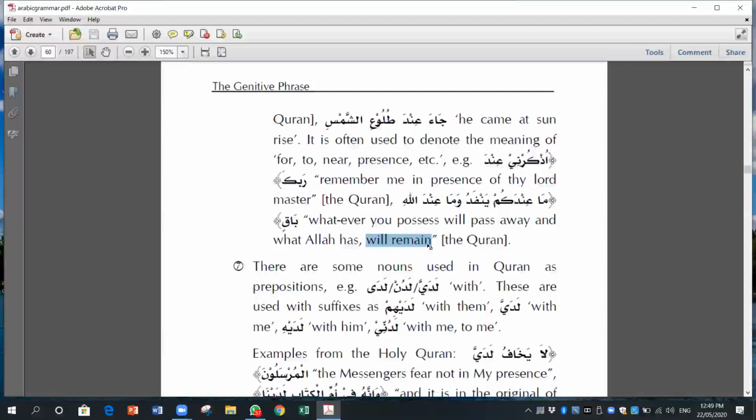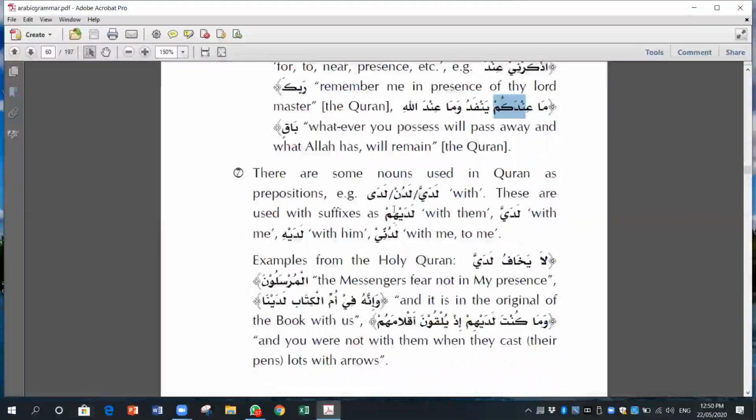That will remain there. And what is with you, whatever you have, maybe your worldly riches or wealth or property, whatever is with you, it will go away, it will pass away. So in indallahi, you can see the function. Why does this ha carry kasra? Because of inda. And in indakum, there is no kasra because kum is a pronoun, and the pronoun remains the same, right?